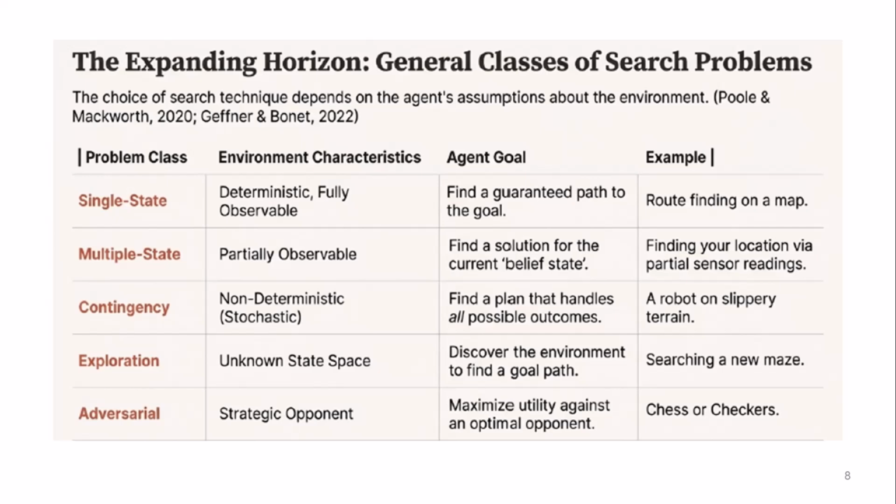For exploration problems, imagine the agent is in a completely new environment, a new cave or an uncharted part of the internet. The state space is unknown. So the agent's goal isn't just to find the path, but to discover the environment itself so it can eventually find the goal. For adversarial problems, this involves another intelligent agent trying to defeat you. Think chess or checkers. We'll tackle this later on in the course.